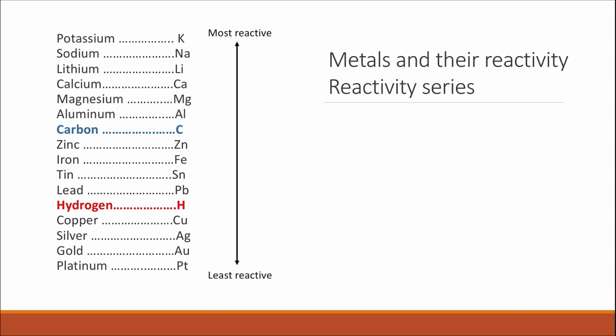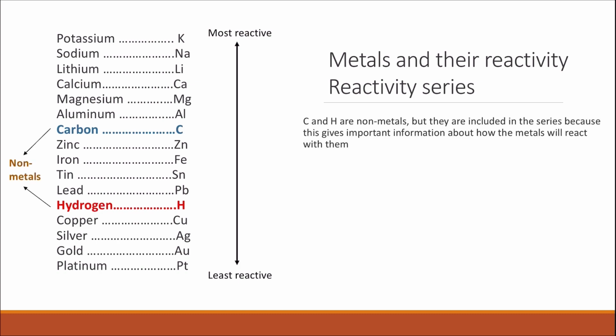We can notice a few things in the reactivity series. So we said that reactivity series is about placing metals in order of reactivity, but we can notice that we have carbon and hydrogen, which are non-metals, but they still exist or are added to the reactivity series. The main reason for that is because they give information about how the metals will react with both carbon and hydrogen.